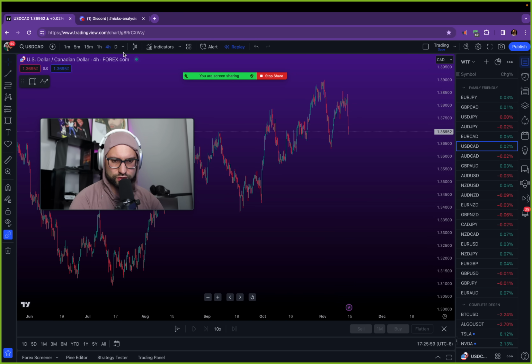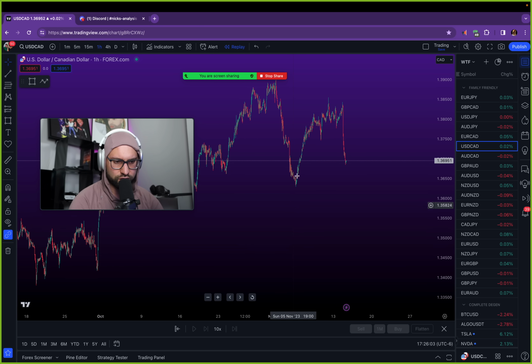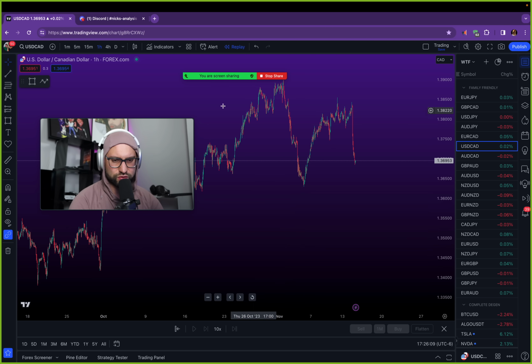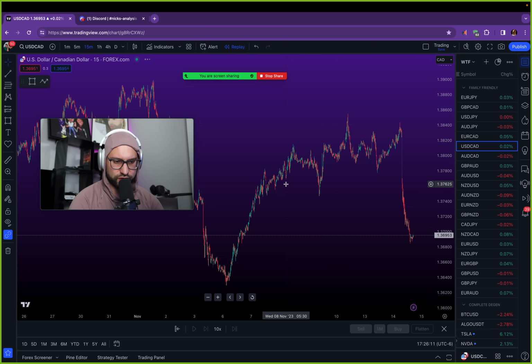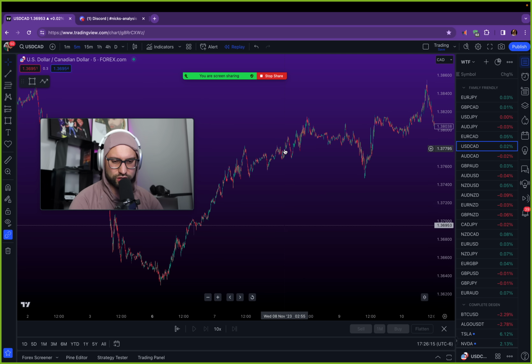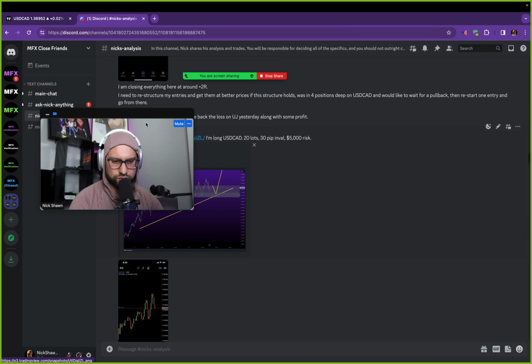The 4 hour was going up. The 1 hour was going up. If you look at the 1 hour, this has all happened afterwards, but this is the 8th right here. At that time, price was going up. It was in an uptrend. At that time, the 15 minute was an uptrend. The 5 minute was in an uptrend. Literally every single thing was in an uptrend. So that's where I entered.